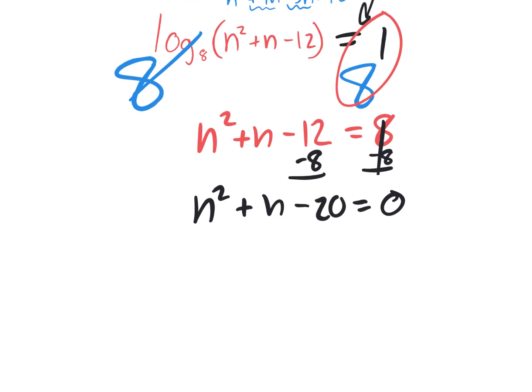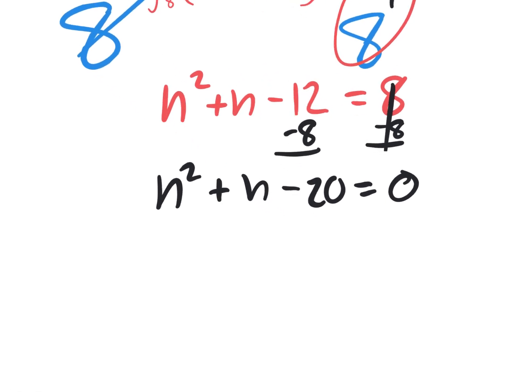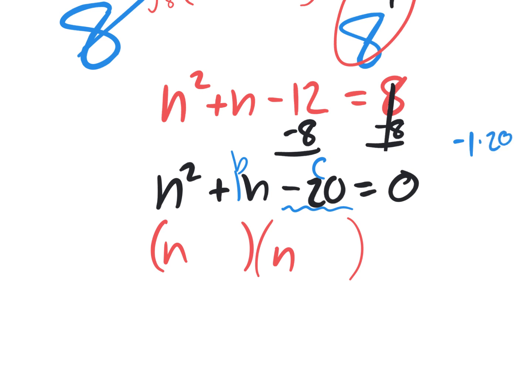But I know that I could factor this pretty easily. I'm going to rewrite it in factored form. Thinking what times what is the C value, -20, that if you add together is the B value, +1. You might want to make a list: -1 times 20, -2 times 10, -3 doesn't work, -4 times 5. You start adding those up. This is the pair of numbers that gives you the 1 in the middle, and you don't have to change any signs. So that is a -4 and a +5.